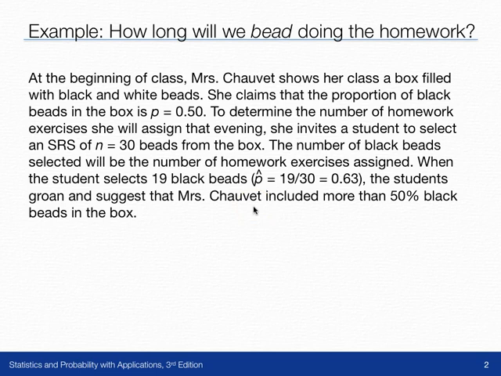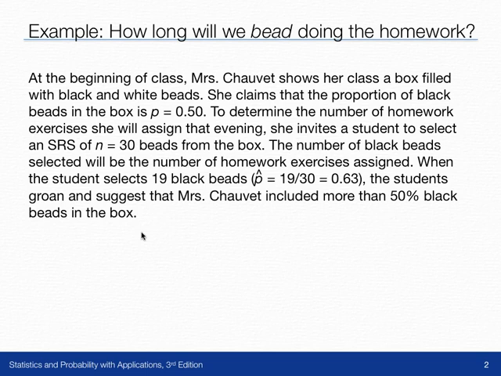To determine the number of homework problems she's going to assign that evening, she invites a student to select a simple random sample of 30 beads from the box. The number of black beads selected will be the number of homework exercises that the students have to do. So they could do as many as 30 if all of them were black, and as few as none if none of them were black. In this particular case, the student ended up with 19 black beads.